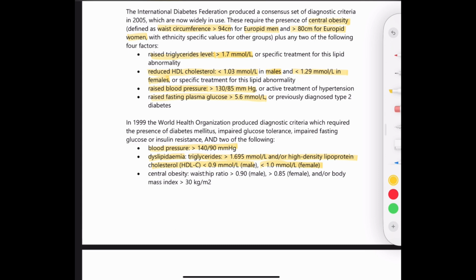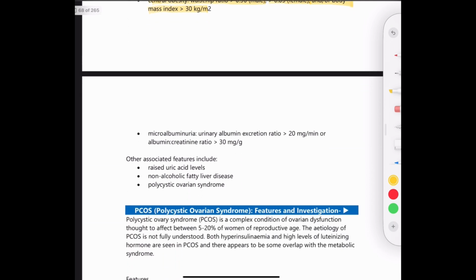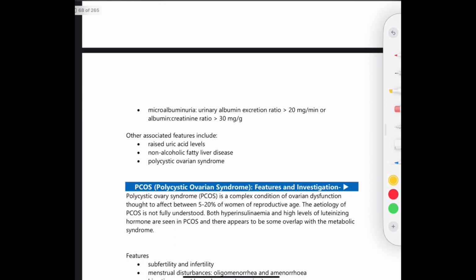So that is the HDL cholesterol criterion, less than 1.0 millimole per liter. Central obesity: waist to hip ratio greater than 0.90 in males, greater than 0.85 in females, or body mass index greater than 30 kilograms per meter squared. Microalbuminuria: urine albumin excretion rate greater than 20 micrograms per minute, or albumin to creatinine ratio greater than 30 mg per gram.